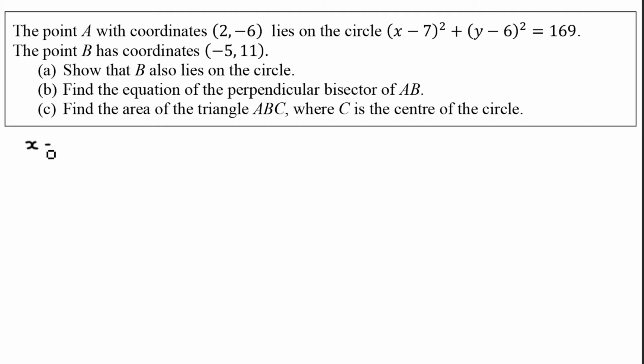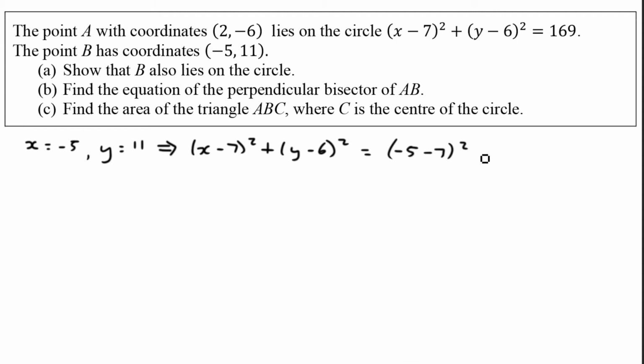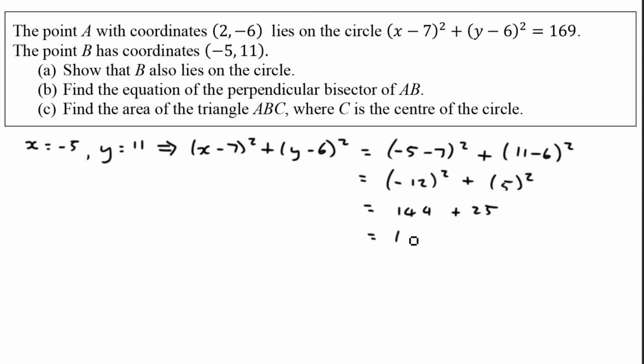Substituting an x-coordinate of negative 5 and a y-coordinate of 11 into the equation of the circle, we will get that (x subtract 7) squared plus (y subtract 6) squared is (negative 5 subtract 7) squared plus (11 subtract 6) squared, which is negative 12 squared plus 5 squared, which is 144 plus 25, which is 169. So B lies on the circle.